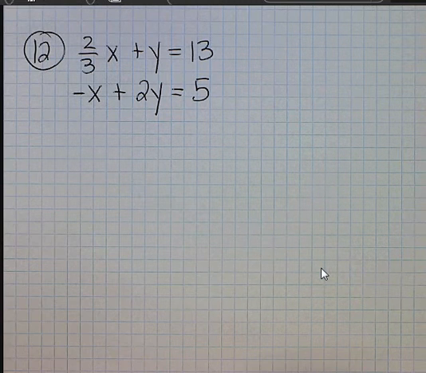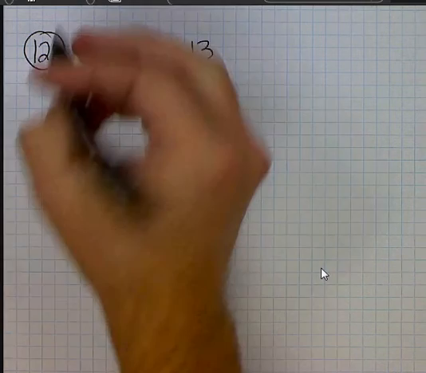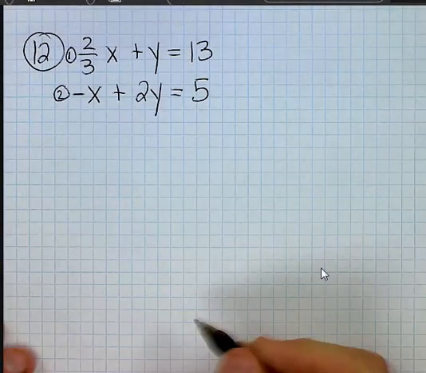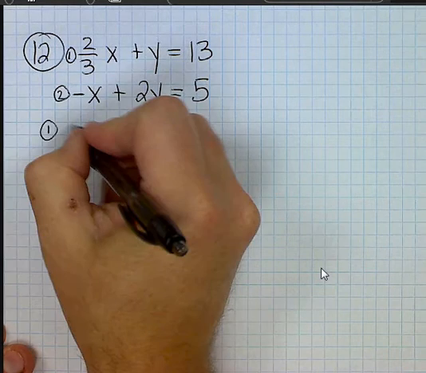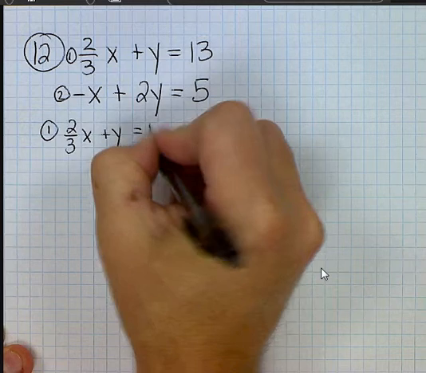Our last homework problem. We're still solving using the substitution method. This one's a little bit different because we're dealing with a fraction. We went over this today in class. So I'm going to work with that first equation, 2/3 x plus y is equal to 13.